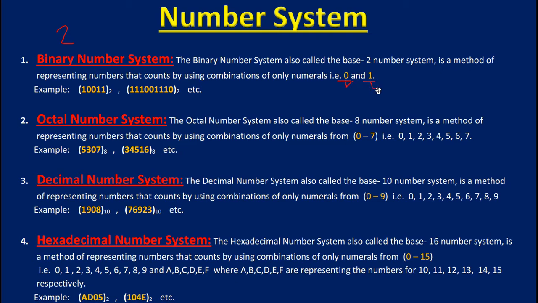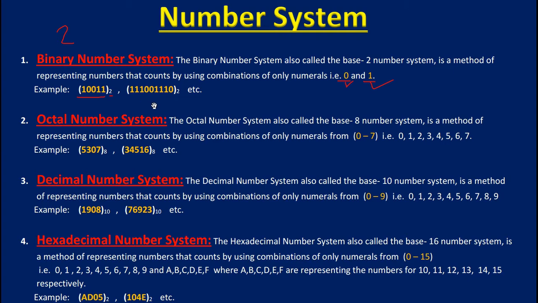If you take some examples of binary number systems, here you can see the first example is 10011. Only the digits 1 and 0 are shown here, and you can see the base 2 is written, which represents the binary number system.